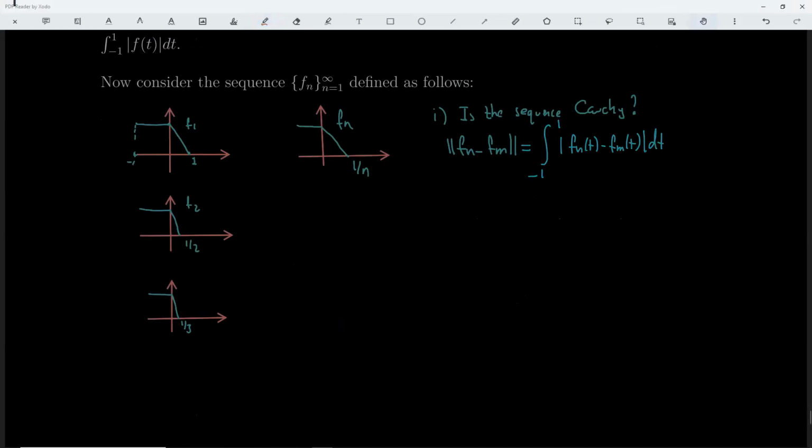And if we plot that thing, let's write fn and fm, it will be something like that. So I will first plot the axis.